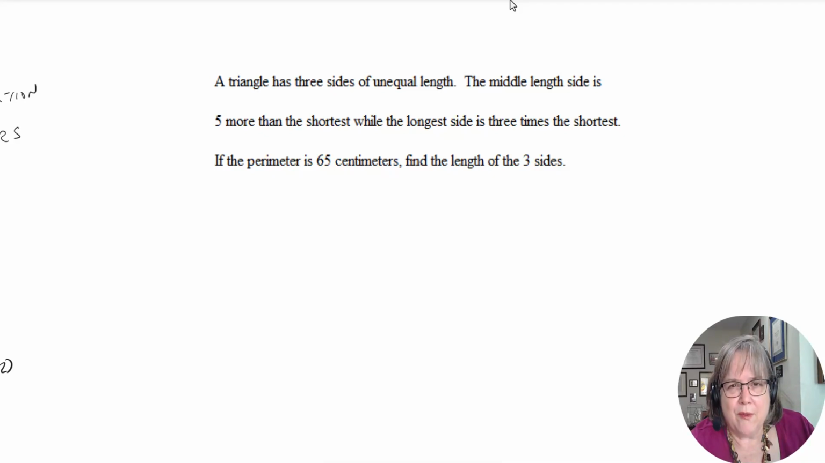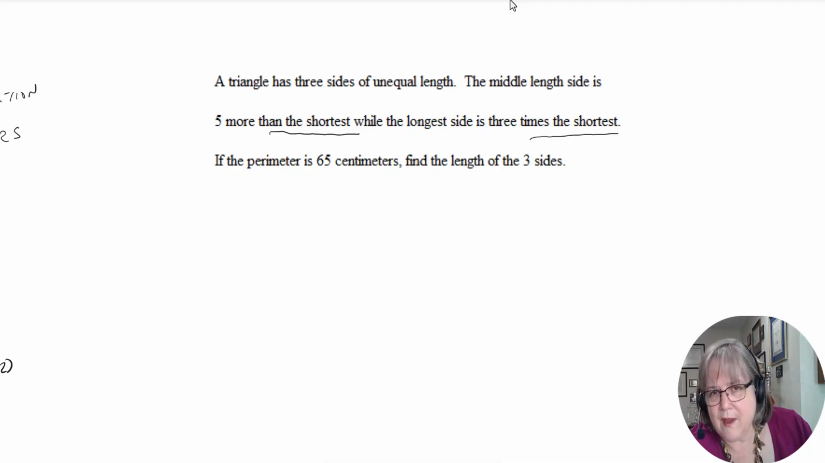But we have 3 things, and so we need to figure out which one's going to be the original, the basic x. So watch here, the middle length side is 5 more than the shortest, while the longest is 3 times the shortest. Do you see how the other 2 sides are given to you in terms of the shortest? They're compared to the shortest. So the one that you compare to, that's the one you're going to start with.